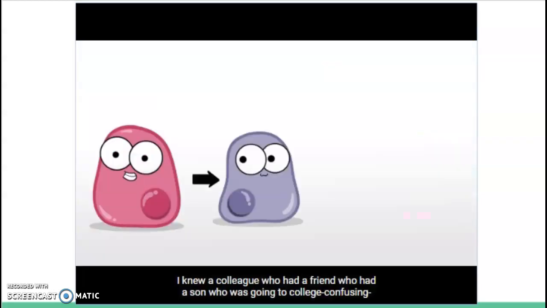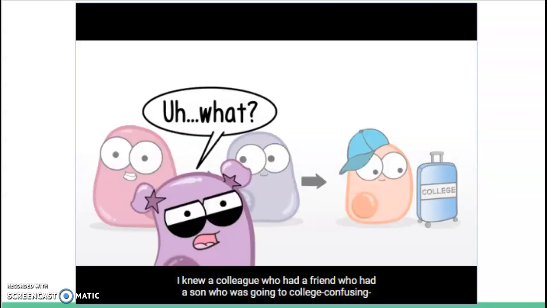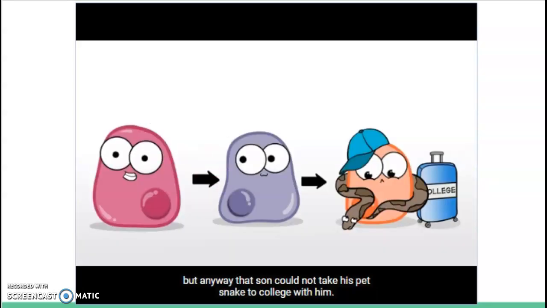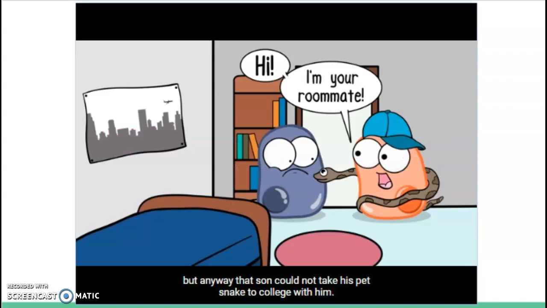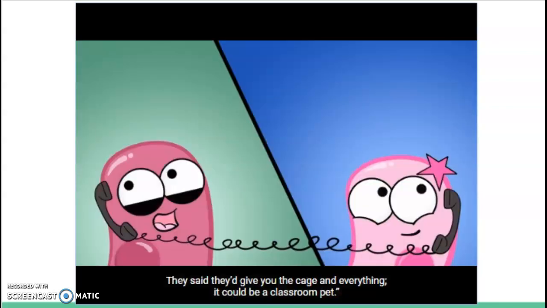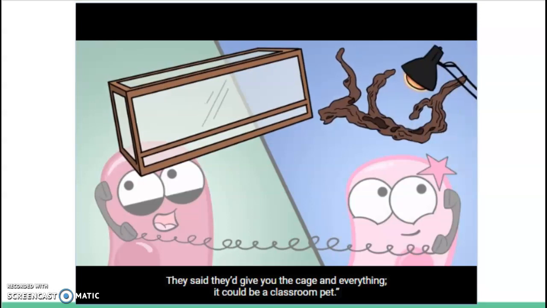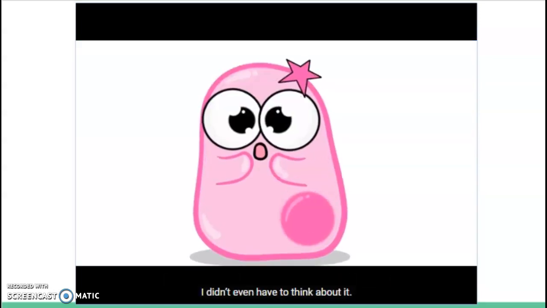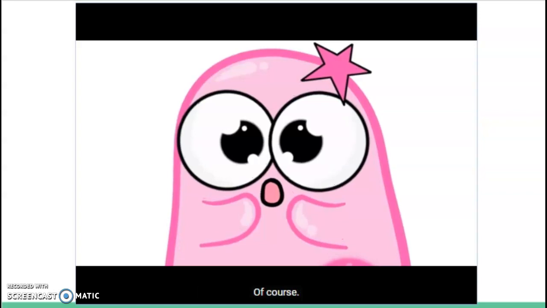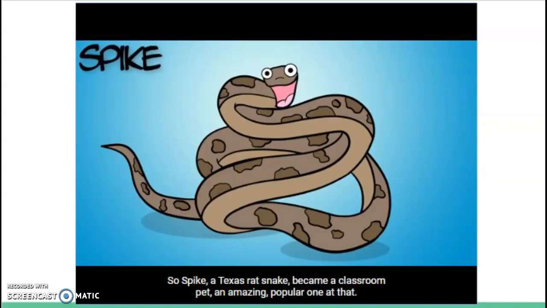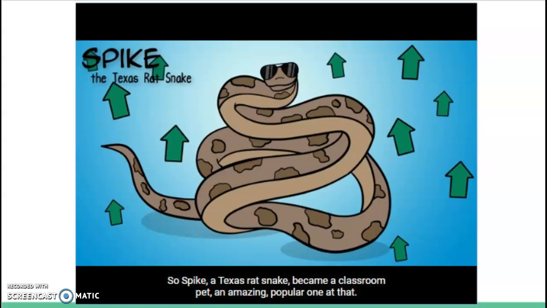I knew a colleague who had a friend who had a son who was going to college. Confusing. But anyway, that son could not take his pet snake to college with him. Some rule about dorms and snakes. My colleague asked, would you like it? They said they can give you the cage and everything. It could be a classroom pet. I didn't even have to think about it, of course. So Spike, a Texas rat snake, became a classroom pet. An amazing, popular one at that.